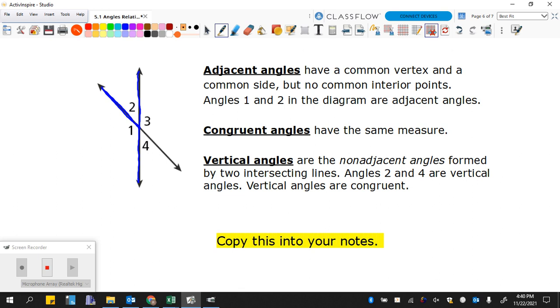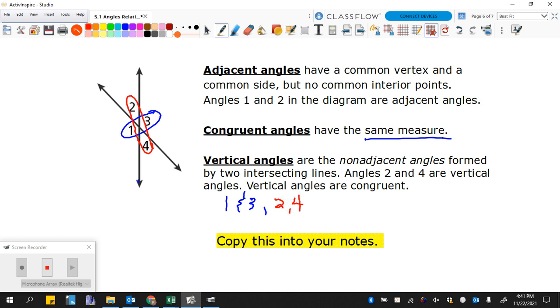Congruent angles just have the same measurements. And vertical angles are angles that are just across from each other. They're not adjacent, so they're not side by side. They're just simply across from each other. So in this case, 1 and 3 are across from each other, right? So that would be 1 and 3. And then we also can say that 2 and 4 are across from each other.